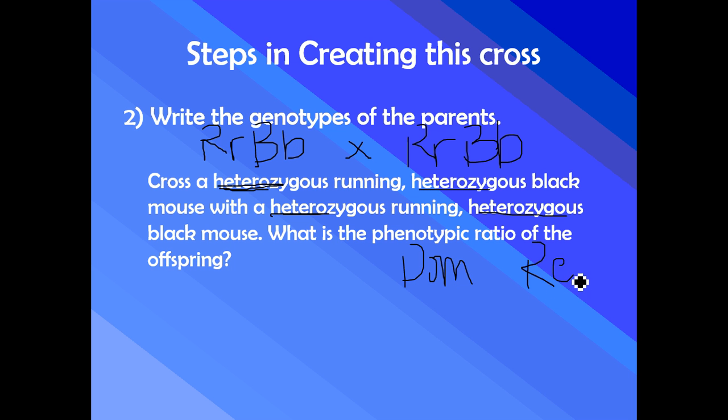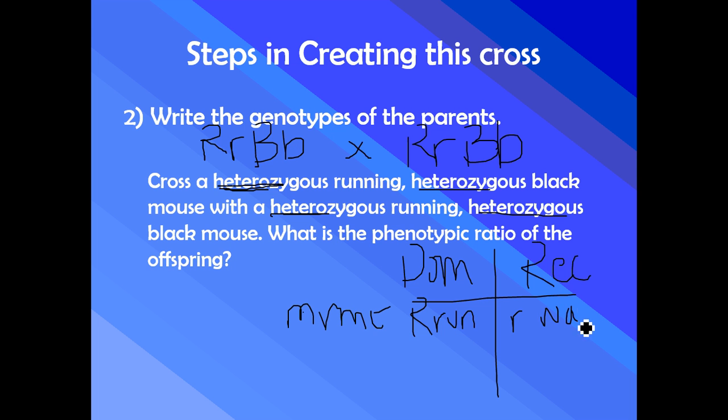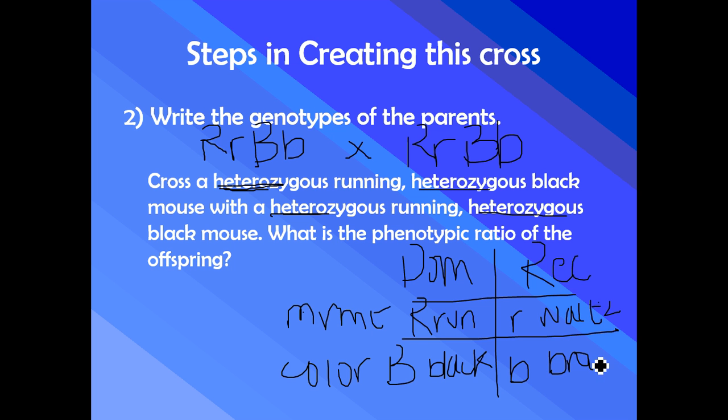Dominant versus recessive. You can set up a little table so we can see the traits. Dominant is running and recessive is waltzing. And then next would be color. Dominant is black and recessive is brown. That way, if you get confused later, you can look back on that table and it'll let you know what your traits are.